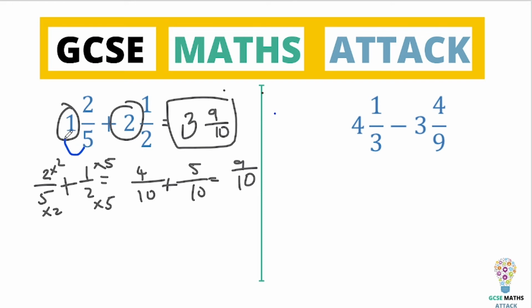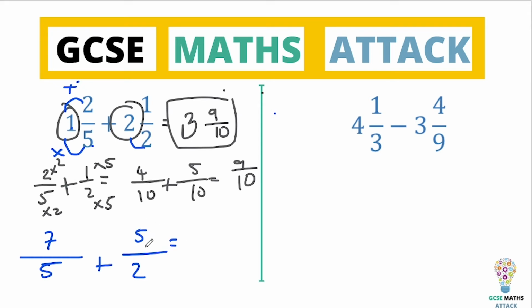Now, in order to change them to improper fractions, you need to multiply 5 by 1 and then add 2. So 5 times 1, which is 5. So the denominator stays the same. 2 times 2, which is 4. So 5 times 1 is 5. Add 2, which is 7. And 2 times 2, which is 4. 4 plus 1, which is 5.